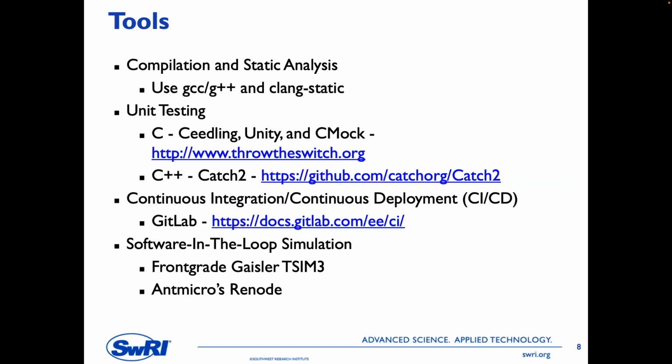What we're going to talk about today are some of the tools that we use for software in the loop simulation. One of them is the Frontgrade Gaisler TSIM3. This is a commercial product, and the other is an open source product, which is Antmicro's Renode.